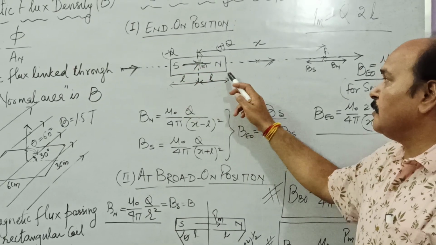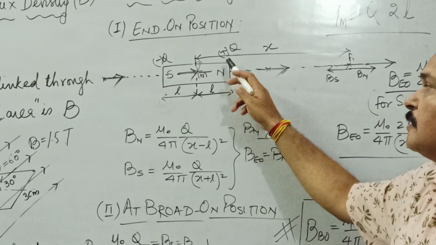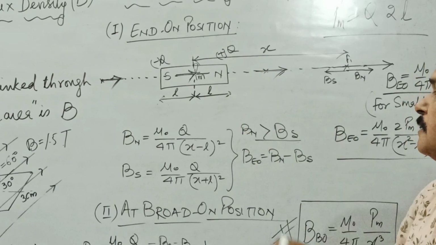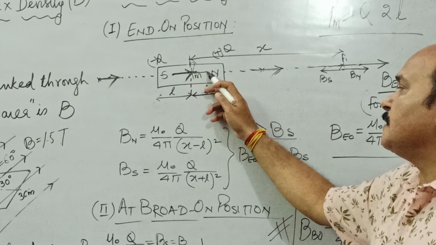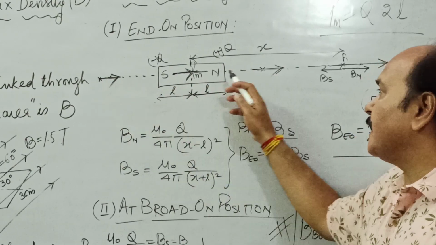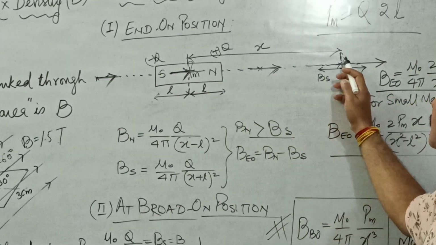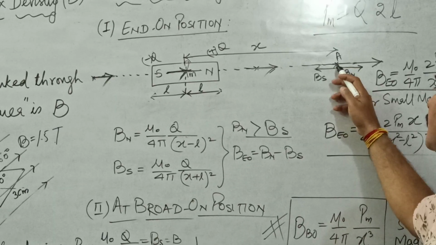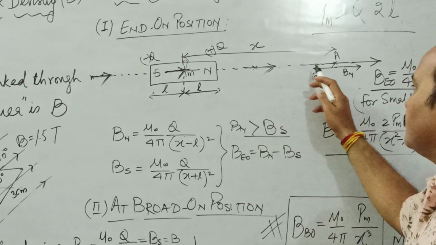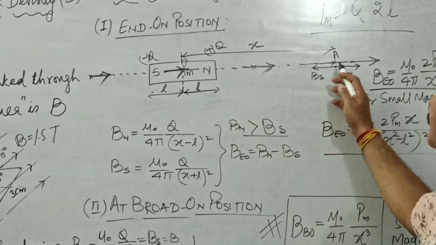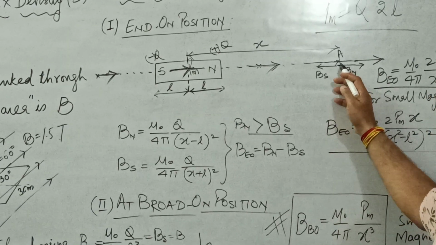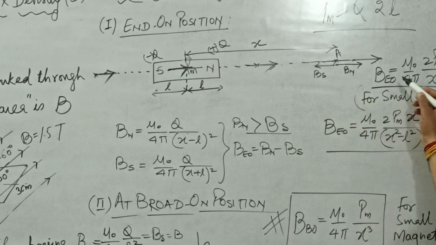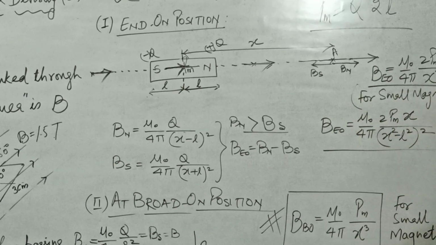This is electric dipole, this is magnetic dipole, that is bar magnet. Its magnetic dipole moment is from south to north, that is P, and these are the points at axial positions. So at any point, say this is point A, which is at a distance x from the center of the dipole. So what is magnetic field intensity here, at axial position? Magnetic field intensity here is going to be mu naught upon 4 pi 2P upon x cube.